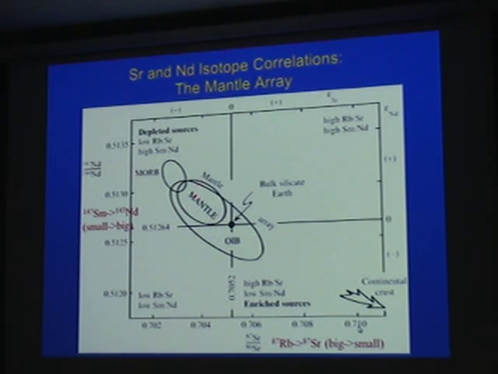And so in this quadrant, you're looking at things that would be generated from a source region that had long-term depletions in incompatible elements. In this quadrant, you're looking at rocks that were derived by melting of reservoirs that had suffered a long-term enrichment in incompatible elements. And in fact, you do get a nice negative correlation, and this is called the mantle array. There's a point in the middle there that's bulk silicate earth.